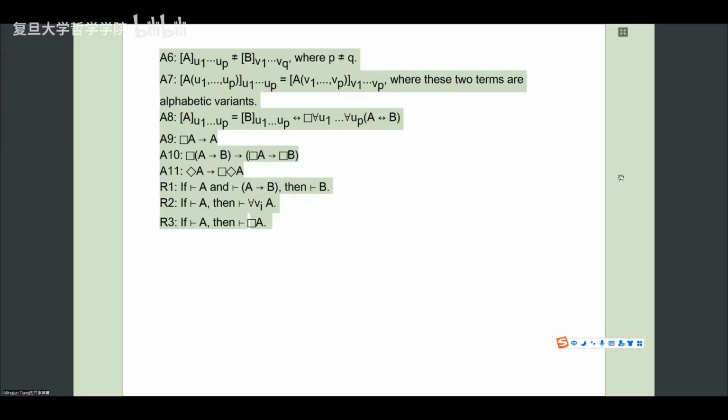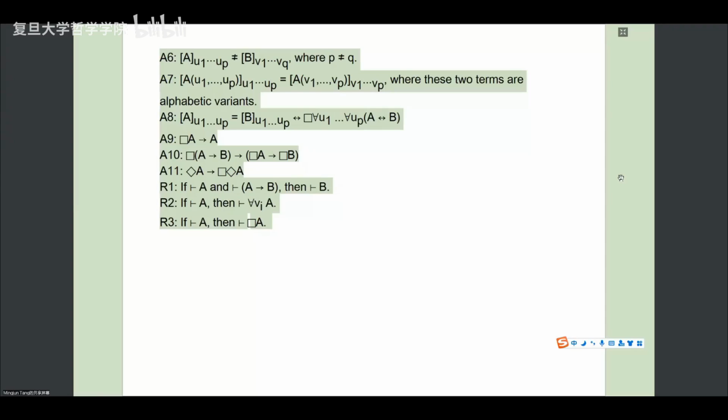Then we have A9, necessary that A implies A. This is also an axiom which you might be familiar with from modal logic. Then we have A10, necessary that A implies B implies necessary that A implies necessary that B. Also a very fundamental axiom from modal logic. And we have A11, possible that A implies necessary that possible that A. Now, this is an important axiom in the modal calculus S5.